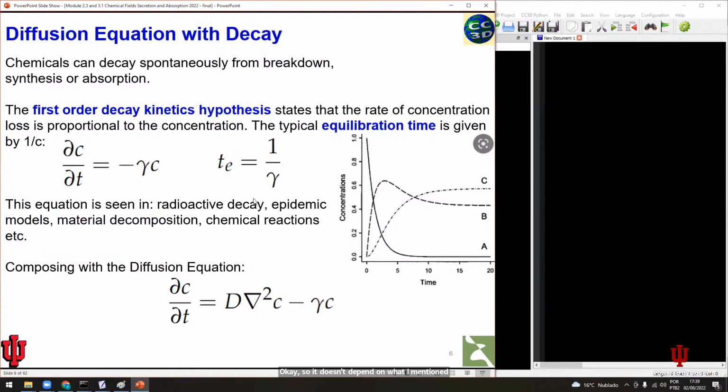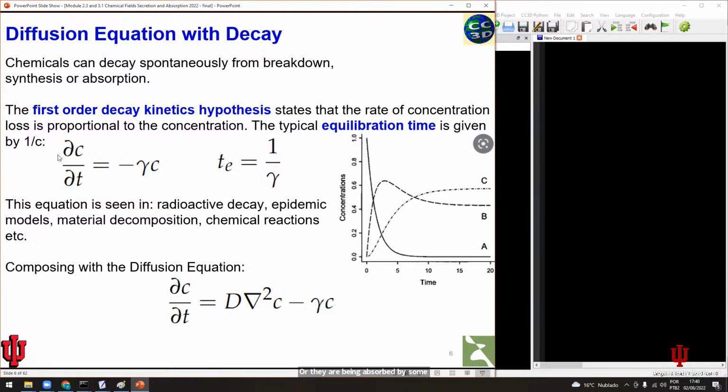Okay, so let's go to the diffusion equation with decay. Decay is very important. Decay can model many types of phenomena, for example, chemical breakdown, spontaneously breaking down, or participating in some reaction with some other chemicals, or being absorbed by some cell, for example, in the medium.